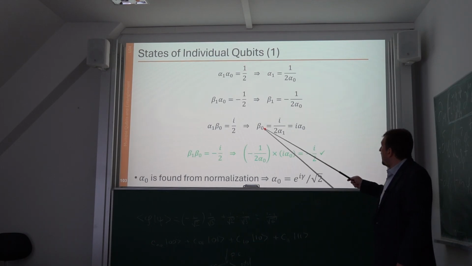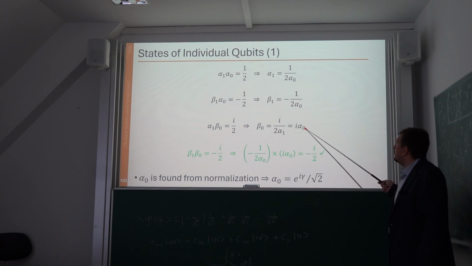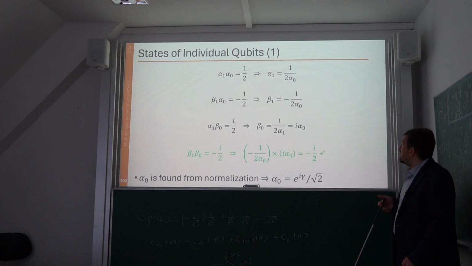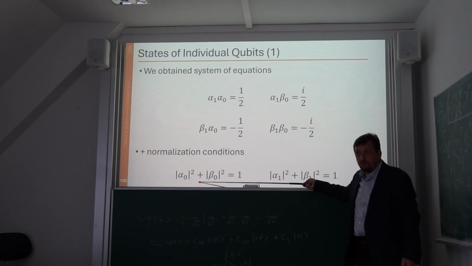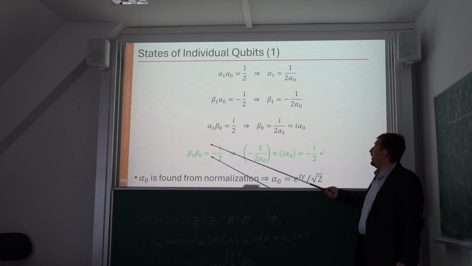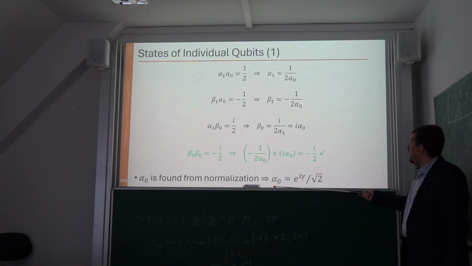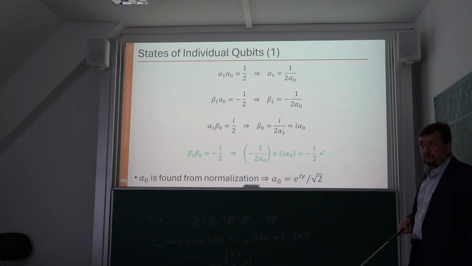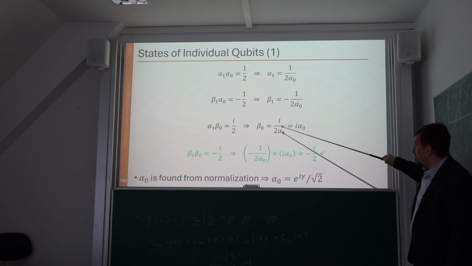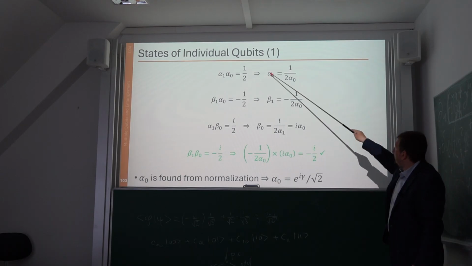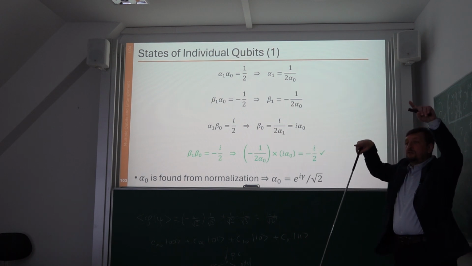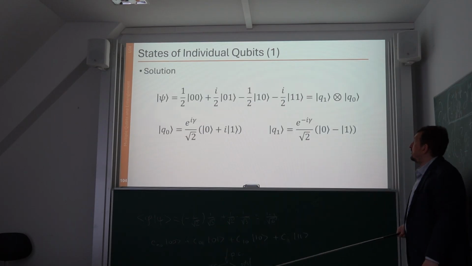Okay, and here I find everything, and I express this through coefficient alpha 0. I don't know this alpha 0 coefficient, so how to find it? Well, we have the normalization condition. The state of this qubit must be normalized. So I can use this normalization condition, and I can find alpha, which is an arbitrary phase factor divided by square root of 2. So the system is solved. I know alpha 0, I know alpha 1, beta 1, and beta 0. I know all 4 coefficients in this state of qubits 0 and 1.